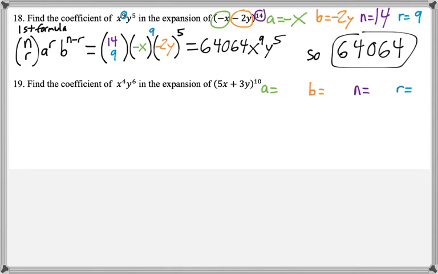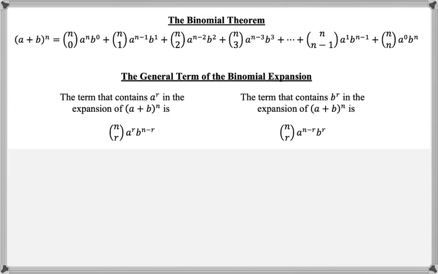Number 19 says, find the coefficient of x to the fourth times y to the sixth in the expansion of (5x + 3y) raised to the 10th. So just like in the previous question, I'm going to focus on the x to the fourth that they want and use the first formula.